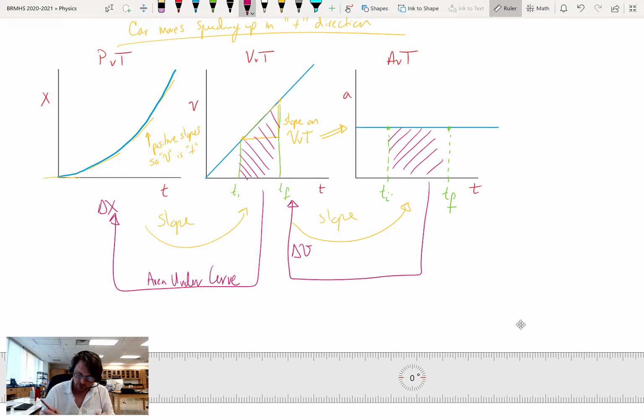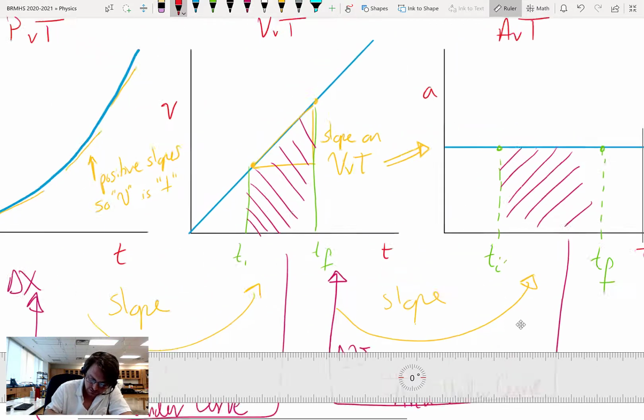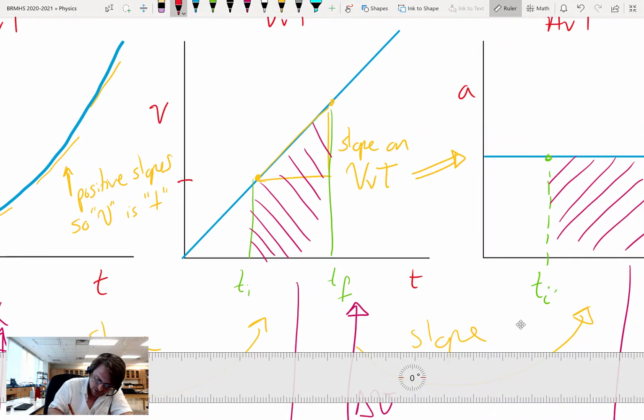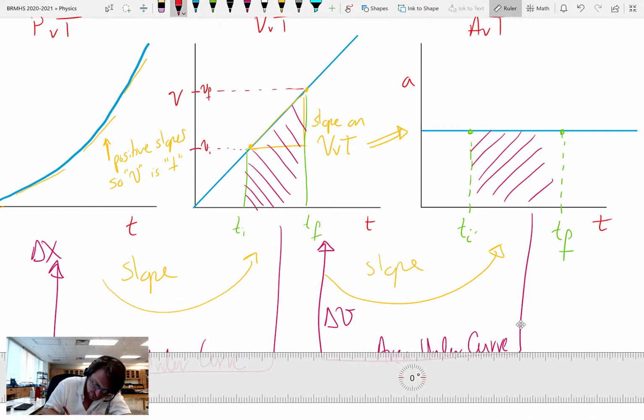So the area under the acceleration versus time graph curve tells me the change in velocity between time initial and time final. Visually, on our velocity versus time graph, that would be the difference between these two y value numbers. There's v final, there's v initial. They correspond with t initial and t final. So delta v on my velocity versus time graph would be the length of this portion of the y-axis.